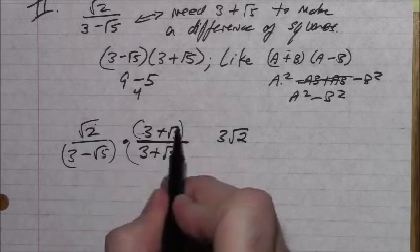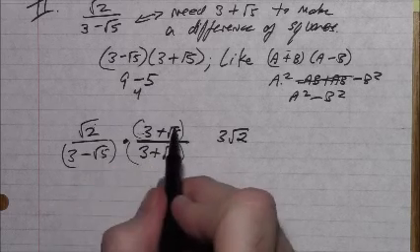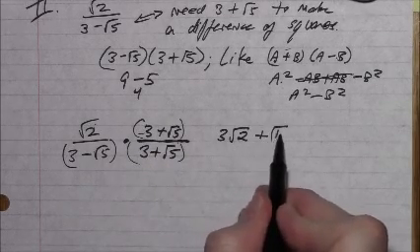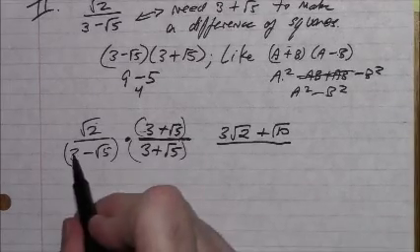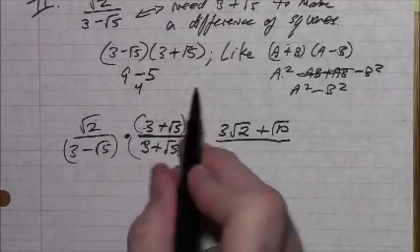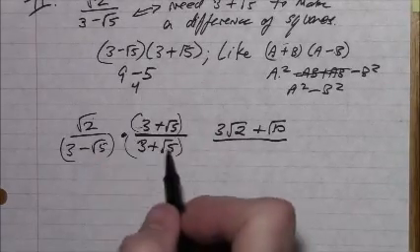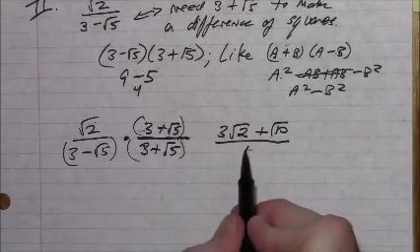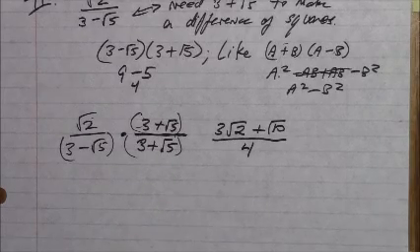But here we'll multiply these and they're both in square root, so square root of 2 times square root of 5 is the square root of 10. On the bottom, 3 times 3 is 9, negative root 5 plus root 5 is negative 5, so 9 take away 5 is 4. And that would be our answer.